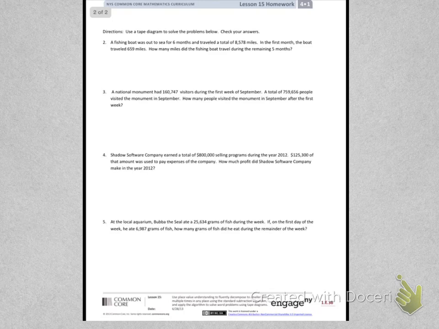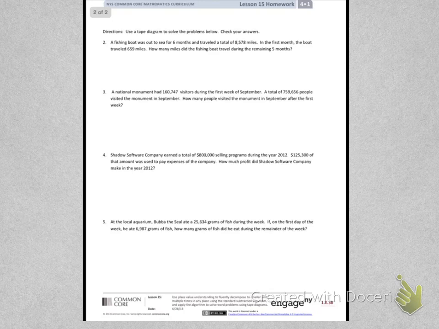A fishing boat was out to sea for 6 months and traveled a total of 8,578 miles. In the first month, the boat traveled 659 miles. How many miles did the fishing boat travel during the remaining 5 months?